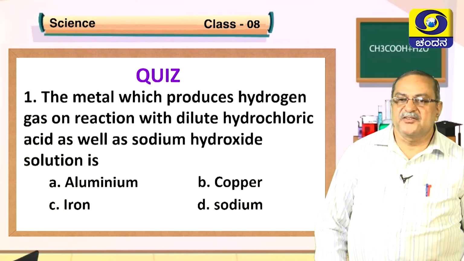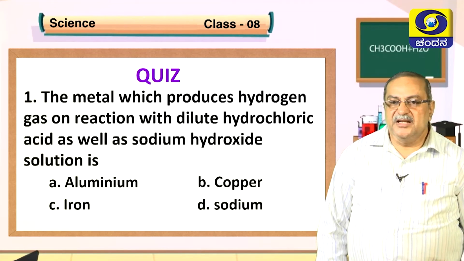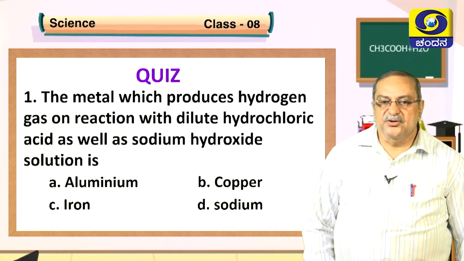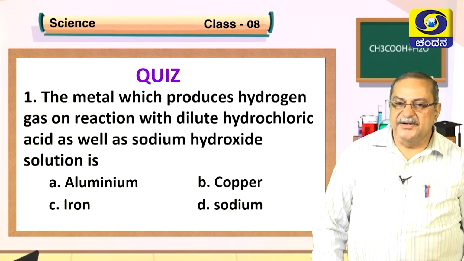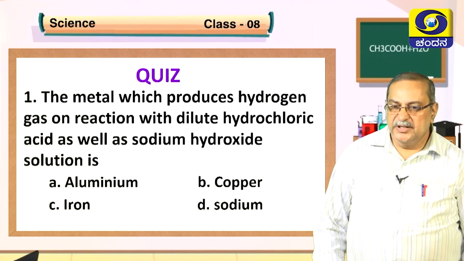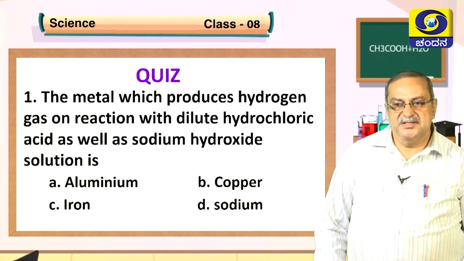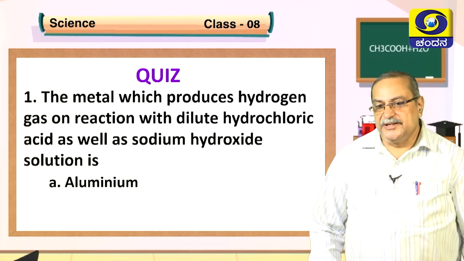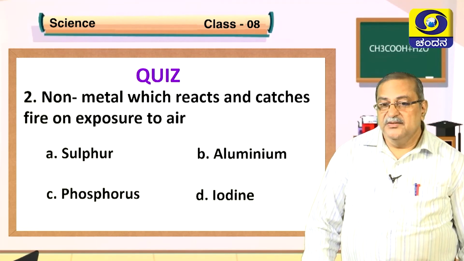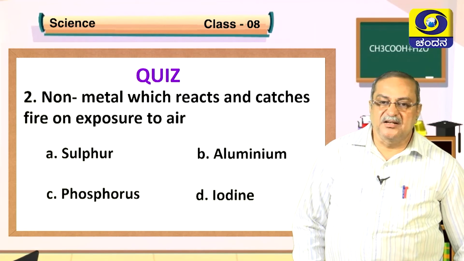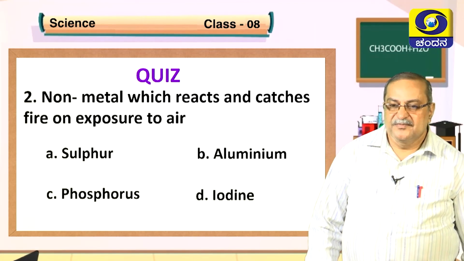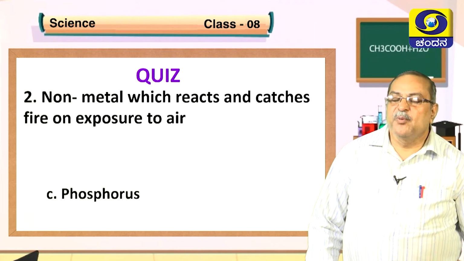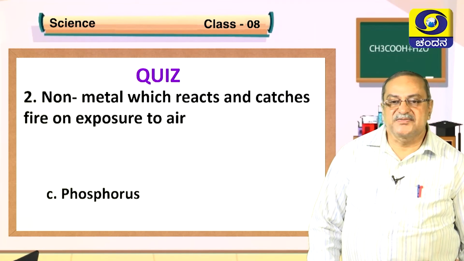Now, it is time for the quiz. Let's see. The metal which produces hydrogen gas on reaction with dilute hydrochloric acid as well as sodium hydroxide solution is aluminum, copper, iron, or sodium. Let us see the answer. It is aluminum. Next, the non-metal which reacts and catches fire on exposure to air. Which is the non-metal here that is going to catch fire? Phosphorus. Very good, children, phosphorus.